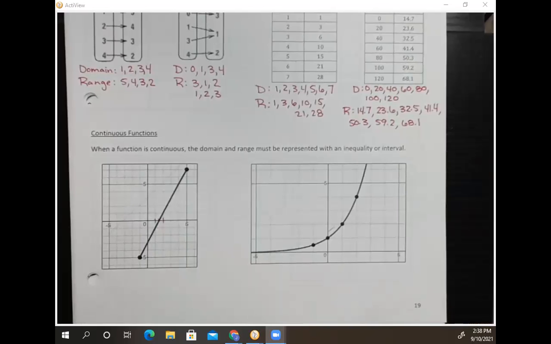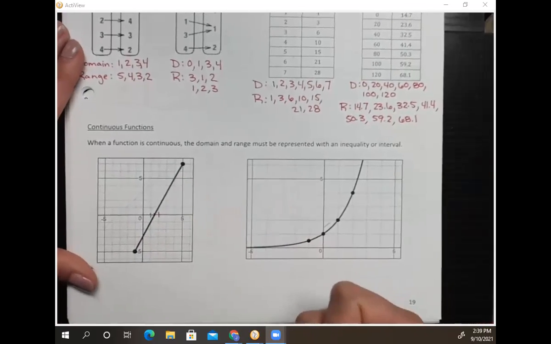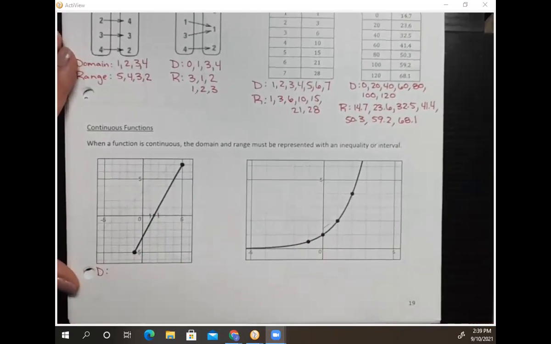So rather than try to individually list every single value that's part of my domain, what we're going to use instead is an interval or some inequality notation to be able to describe all of those things concisely without having to list them all. So when we've got a continuous graph or a continuous function, here's what we're going to do. Remember, our domain are the x values. We're going to start with our domain.